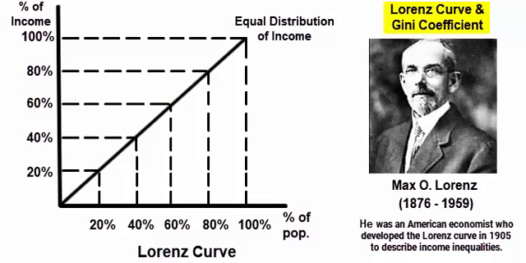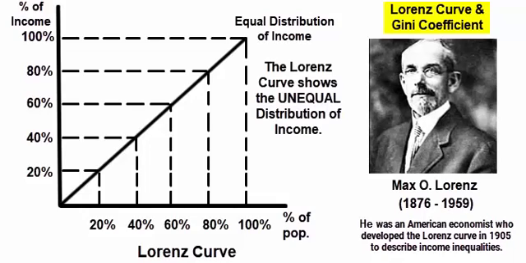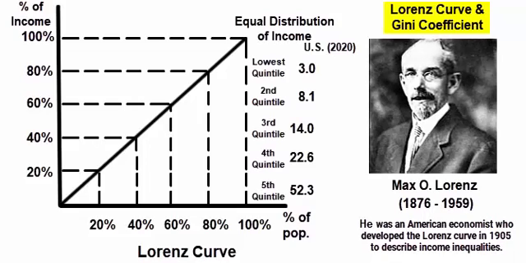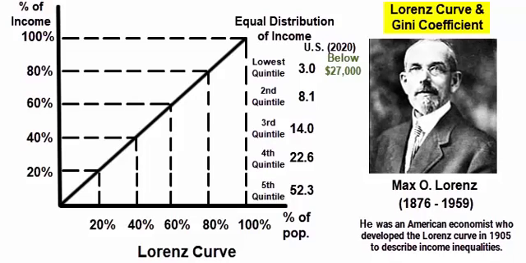When you add the Lorenz curve to this graph, this shows the unequal distribution of income. Analyzing the table of the population quintiles relative to the percentage of income earned in the U.S. in 2020, you can plot 5 dots to draw the Lorenz curve which shows the unequal distribution of income in the U.S. In 2020, the lowest quintile, representing those with income below $27,000 per year, was 3%.